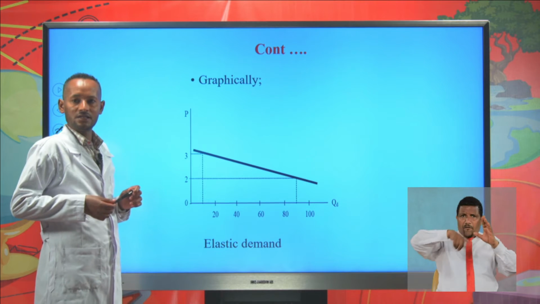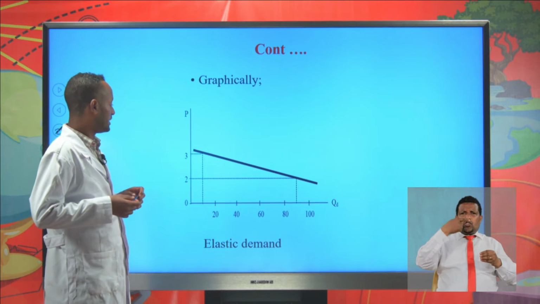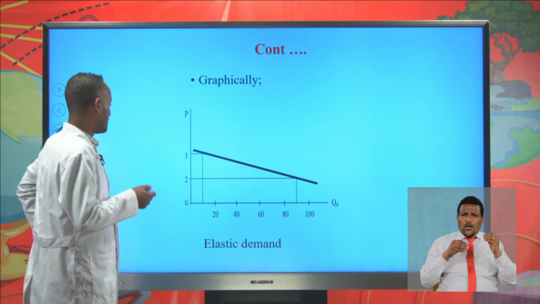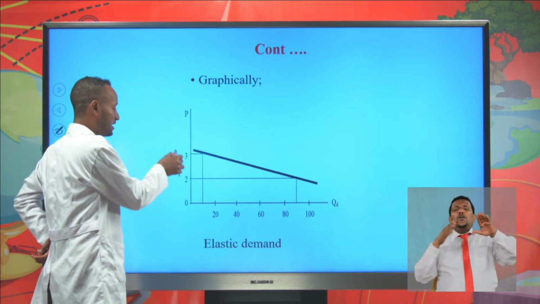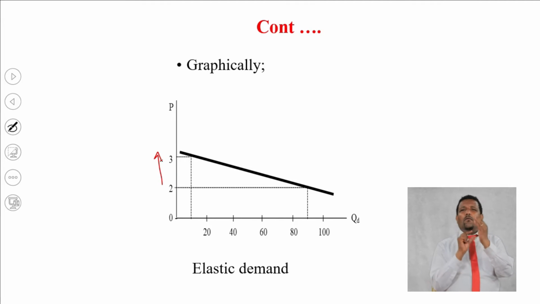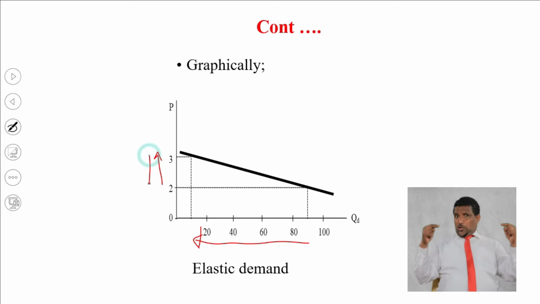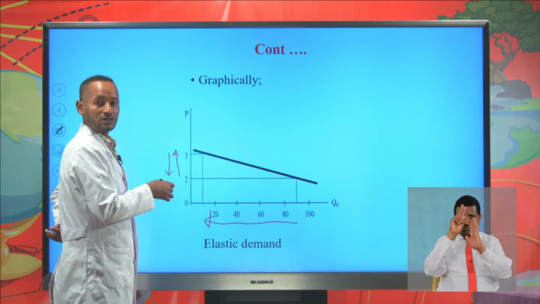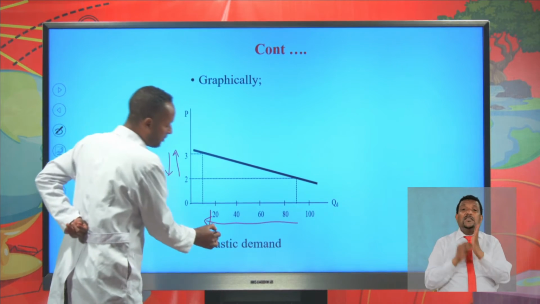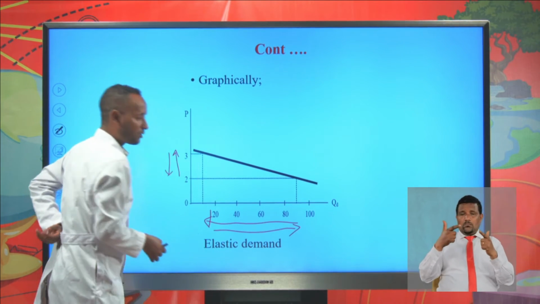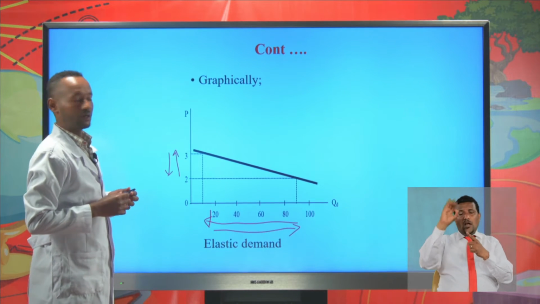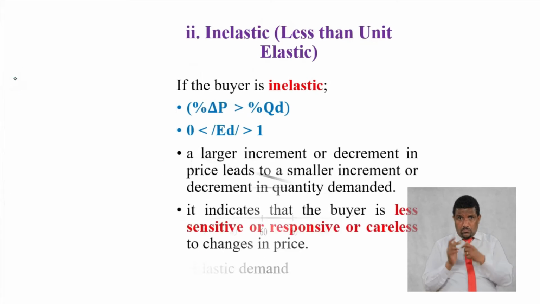Graphically, the elastic range of price elasticity of demand is a flatter demand curve. For example, the price increases from 2 to 3. This is a little increment in price, but the resulting decrement in quantity demanded is from 90 to 10. That means the buyer is very sensitive or very responsive. In contrast, if the price declines from 3 to 2, the reduction in price is too small, but the increment in quantity demanded is too large. It is from 10 kg to 90 kg.